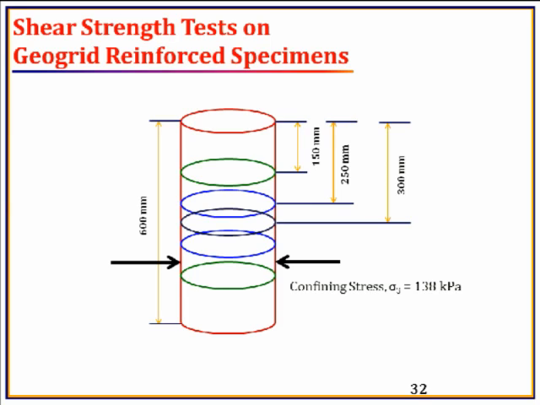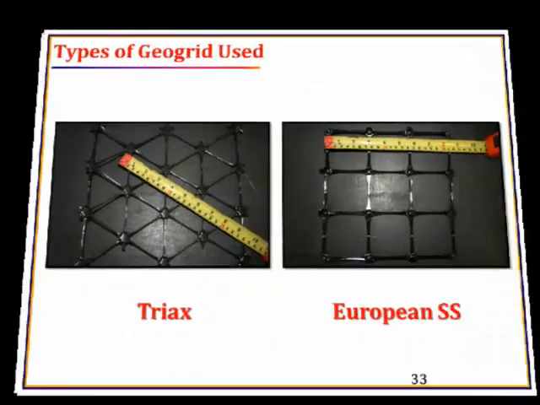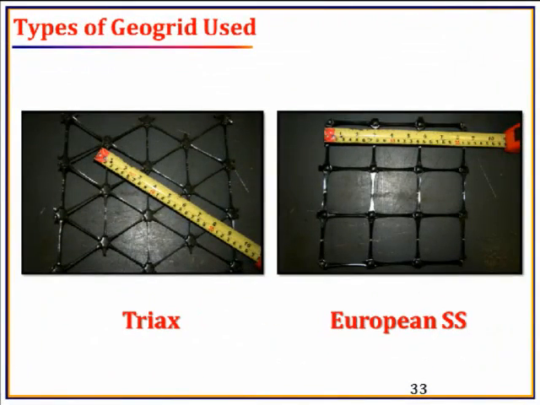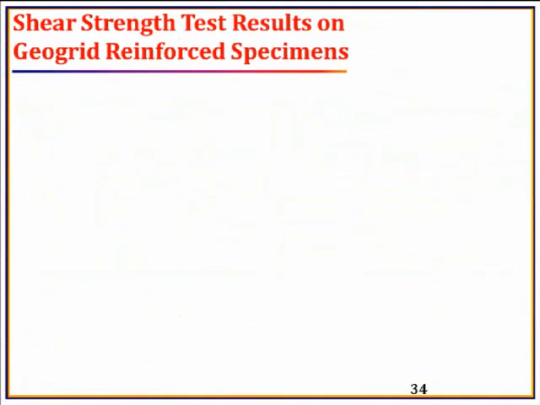Then we have also tested 2 specimens with 2 different geogrid locations. One is 150 millimeter from top and bottom, and another is 250 millimeter from top and bottom. And the confining stress sigma 3 was 138 kilopascal, that means 20 psi. We have used 2 different types of geogrids. One is the Tri-ax one, and another one is the European KSS geogrid.